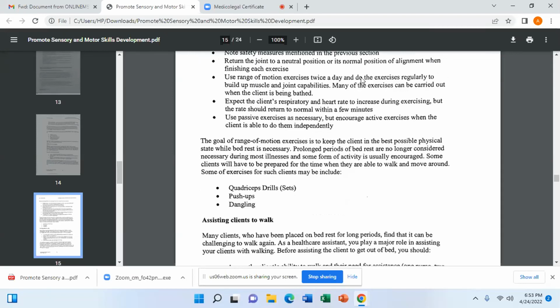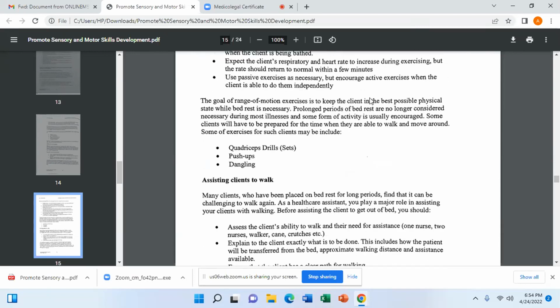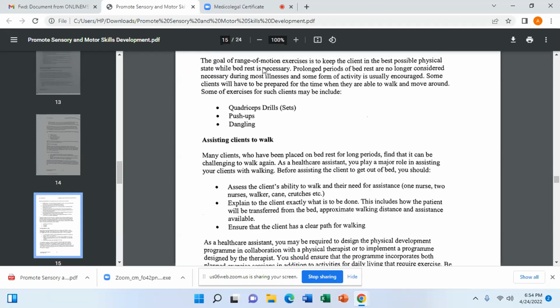Use range of motion exercise twice a day and expect the client's respiratory and heart rate to increase during exercise. Therefore, you should monitor the heart rate and use passive exercise only if it's necessary. If the person can move the neck, don't go there and move the person's neck. Let the person move the neck on their own. And the role of range of motion exercise is for the best possible physical state while bed rest is necessary. Prolonged periods of bed rest are no longer considered necessary during most illness, and some form of activity is usually needed, right?